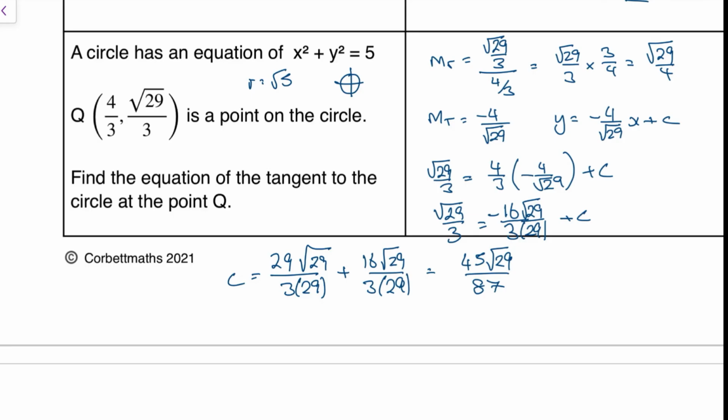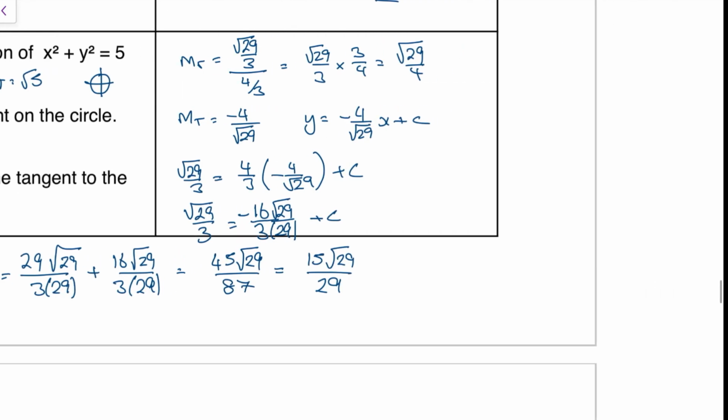Now, you may not spot it straight away, or if you've got a calculator, put in 45 over 87, but you should be able to see that this simplifies down to 15 over 29. That's my c term. So again, remember what I said. This actually, in reality, is a pretty straightforward question. It's just a tangent and radius question that we've done many times. The thing that makes it difficult is the root 29s mean I also need to play with surds.